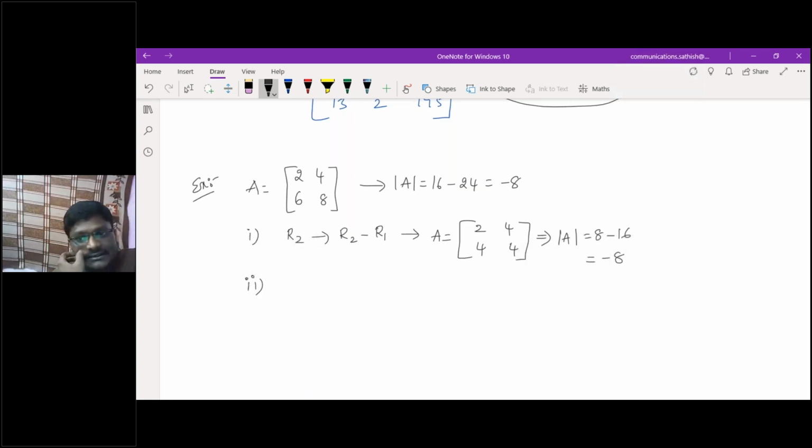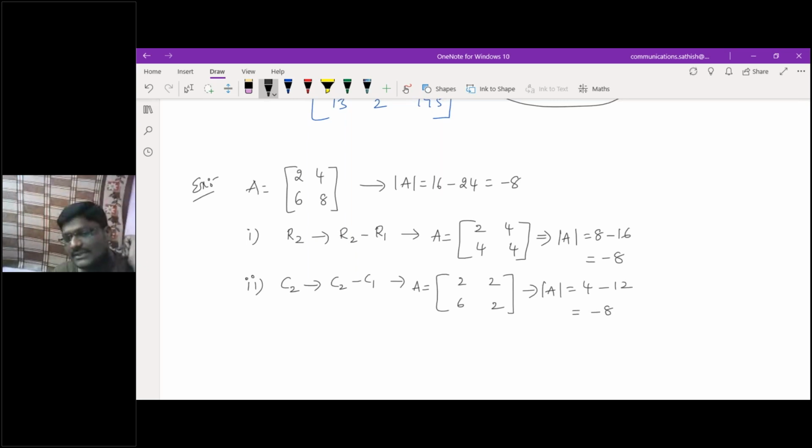No, sir. Then similarly, I will do C2 as C2 minus C1. The first column stays the same, and the second column becomes 4 minus 2 is 2, 8 minus 6 is 2. Now what is the determinant for this? 2 times 2 is 4, minus 6 times 2 is 12, which is minus 8. Same. Does the determinant change? No, sir.